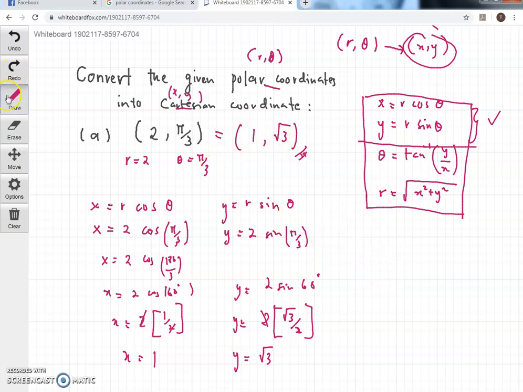Okay, so here let's say I give you another question. You get here question B. What happens if we have (negative 3, 2 pi over 3)? Can you try to convert it into x and y? Okay, you can use the similar formulas.